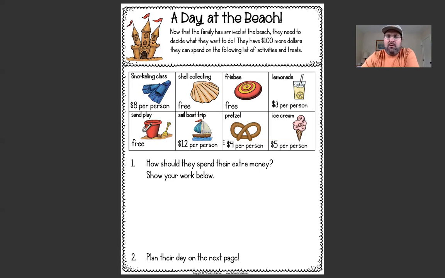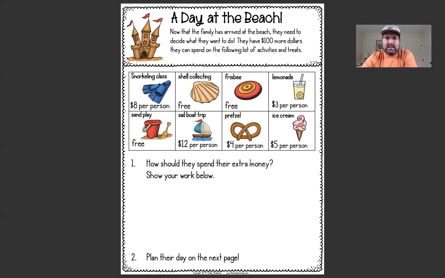A pretzel is $4 per person. Well, how much would it cost if 2 people want pretzels? Okay. Or think about how much it would cost if all 4 people want pretzels, right? And lastly, ice cream. Who doesn't like ice cream at the beach? It's $5 per person. So if all 4 people wanted an ice cream, how much would that cost? All right. So remember that you have an extra $100 to spend here. It's up to you to figure out how you would like to spend that money.